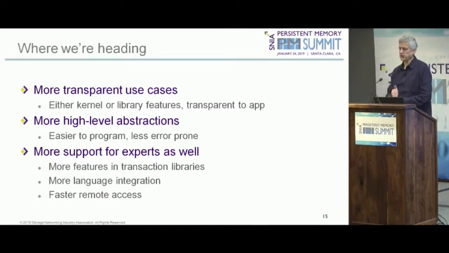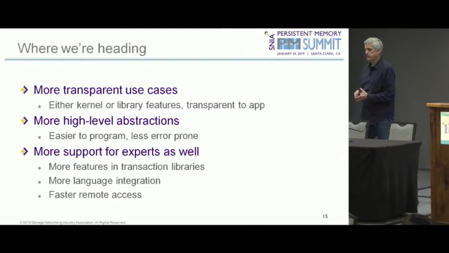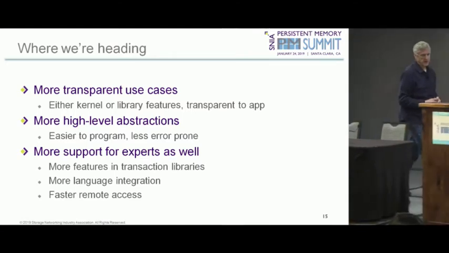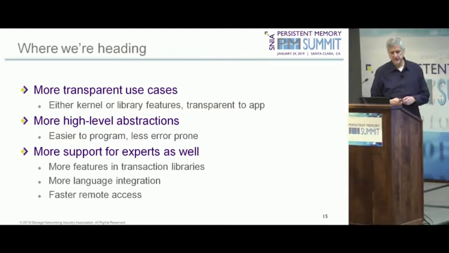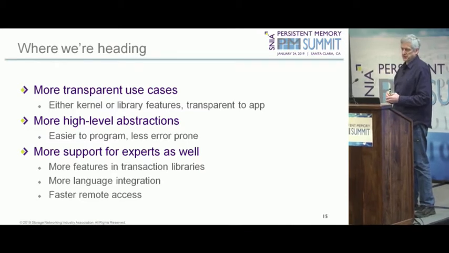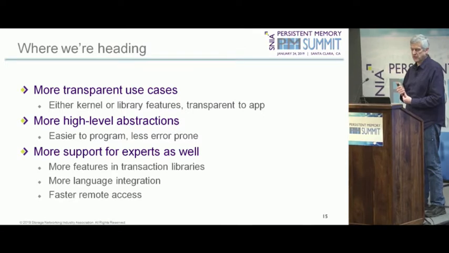We're looking at higher level abstractions like the key value store. What other ways are there to do that, especially ways that are idiomatic in other languages like JavaScript and Java and Python and name your favorite language, we're looking at it. And then finally, even the guys who do want to get down into the nuts and bolts of it, we're adding more features.